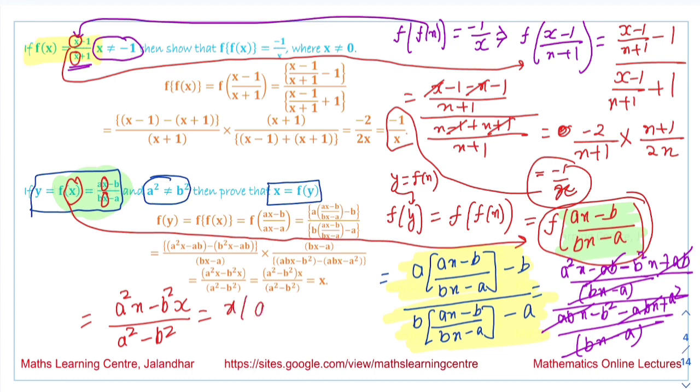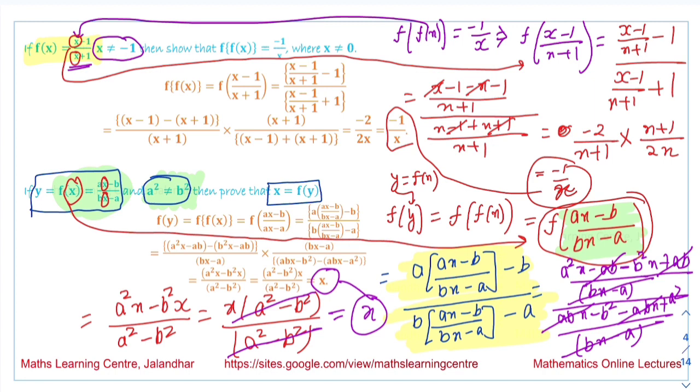Taking x common, we are writing a square minus b square over a square minus b square, and it is given to us that a square is not equal to b square. These two terms we are cancelling, and the answer we are obtaining is equal to x. So we have started with the value f of y, we have written it as f of x, and we have obtained that this is equal to x, and this is what we have to prove, that f of y is equal to x.